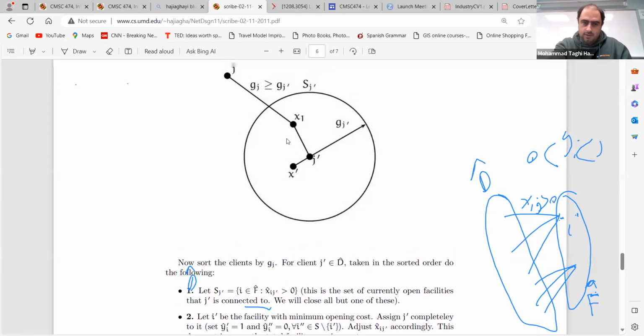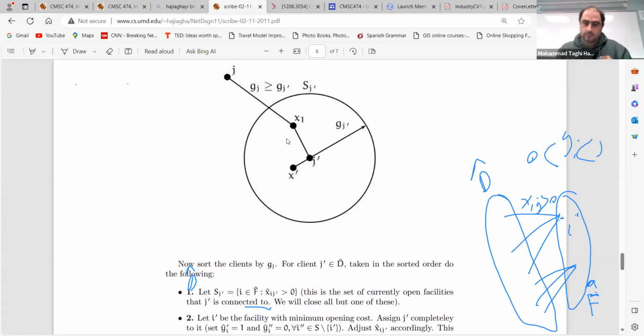So let me just say this one then. Consider a client J prime in D hat. So this is a client J prime in D hat. And again, these are sorted according to their Gjs. Now, this is J prime. This is the one that we are considering here.